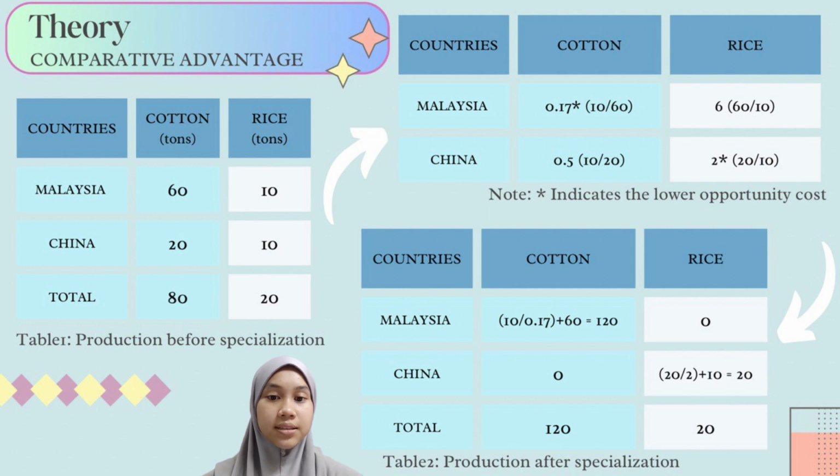So the last table shows the quantity produced after Malaysia and China specialize in rice and cotton respectively. We can see that the total world output of cotton increases after specialization, which is up to 120 tons compared to before only 80 tons. And when China is specializing in the production of rice, the total production of rice is 20 tons.